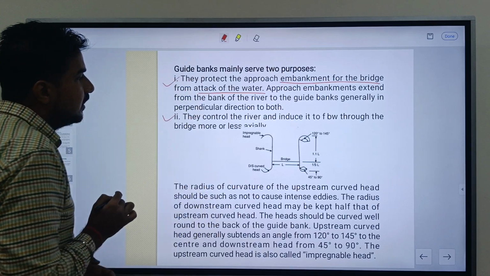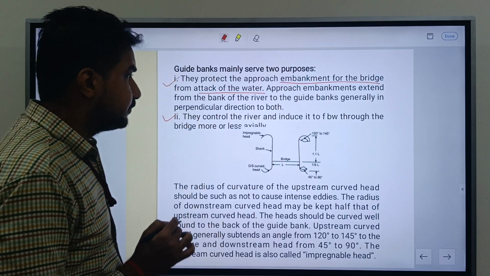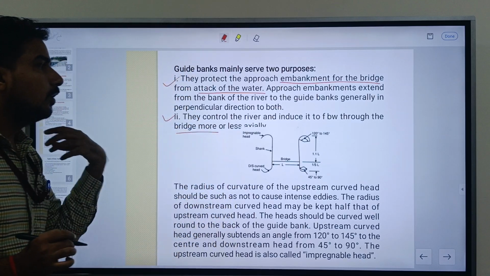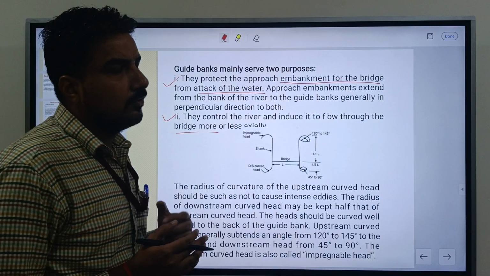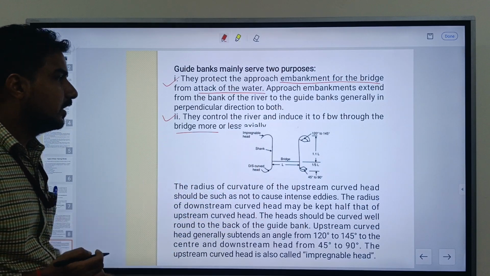Now the second one is that they control the river and induce the flow to the bridge. Means they also have to control the flow of water toward a particular bridge or structure. So this is the figure.